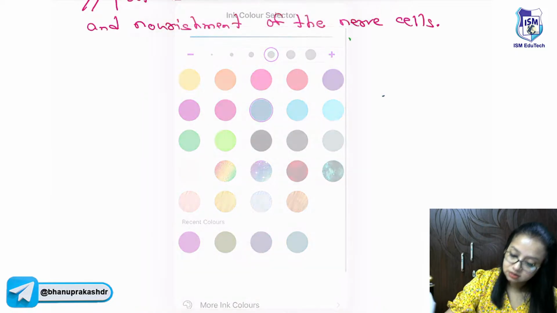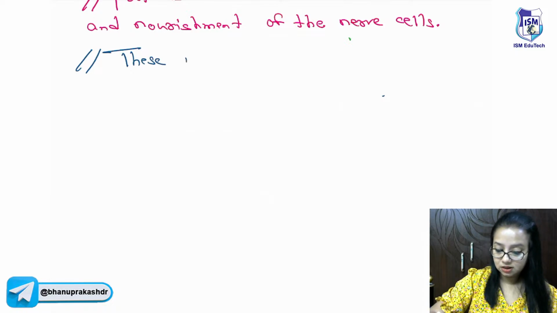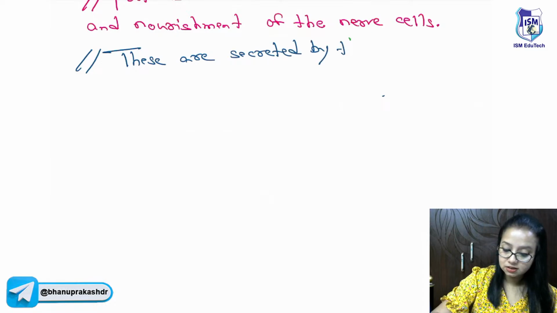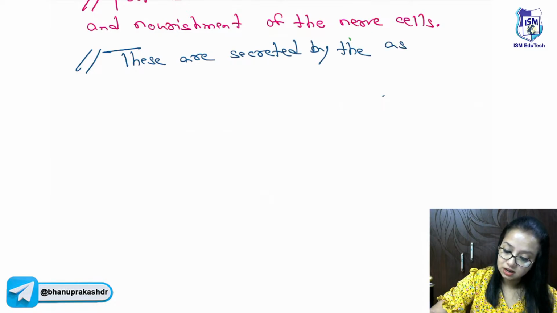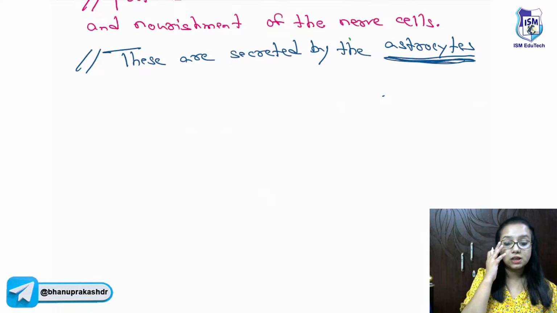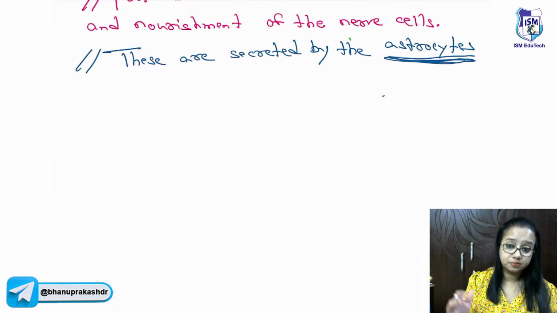These are secreted by the astrocytes, the star-shaped supporting nerve cells. These are the astrocytes. So it is the astrocyte that secretes and synthesizes these neurotrophins.